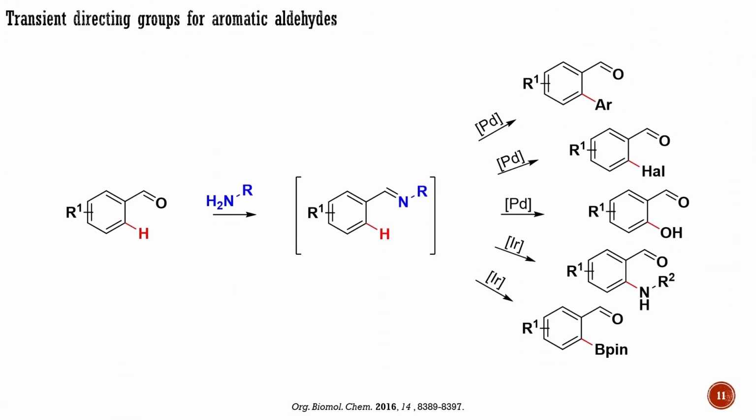For instance, aldehydes are not good directing groups for late transition metals. However, in the presence of catalytic amounts of primary amines, they can be reversibly transformed into corresponding Schiff bases, which serve as far better directing groups. After the CH transformation, the Schiff base can be hydrolyzed back to the corresponding aldehyde, allowing the amine to be used in catalytic amounts. Based on this strategy, recent developments include CH arylation, halogenation, hydroxylation, amination, and borylation reactions.